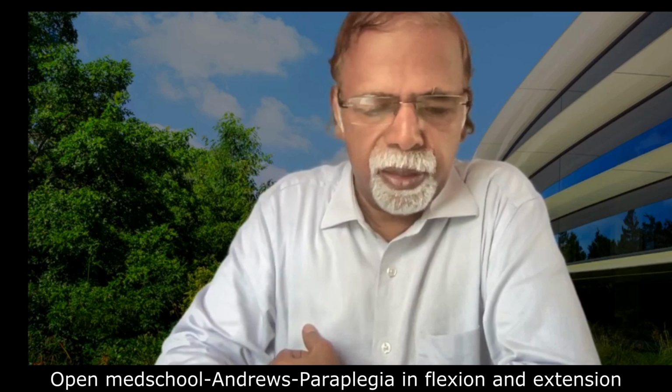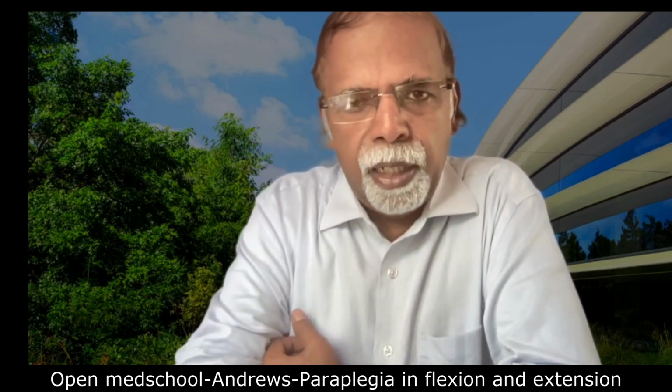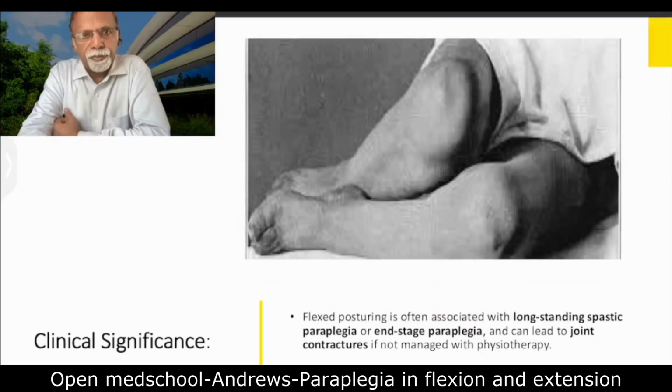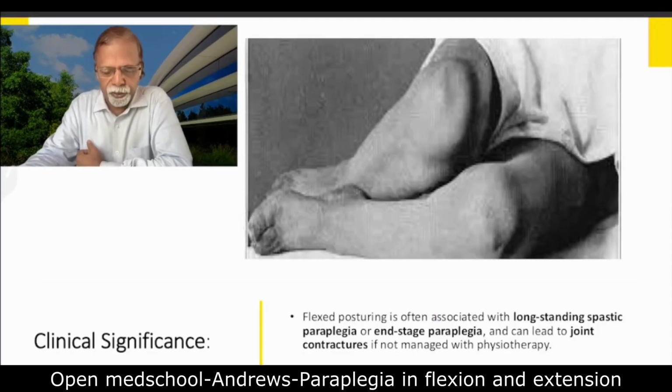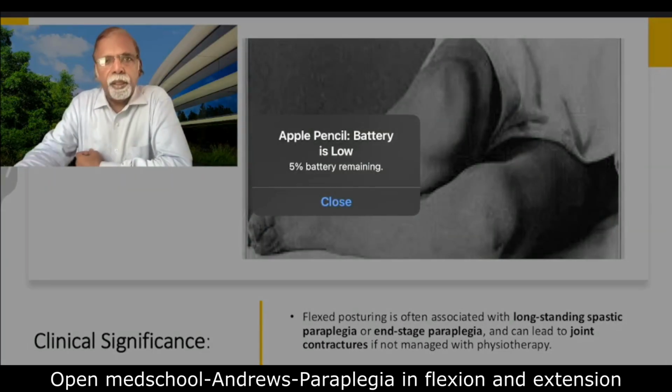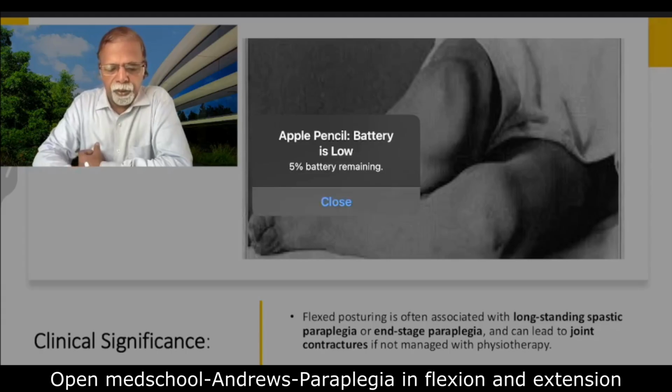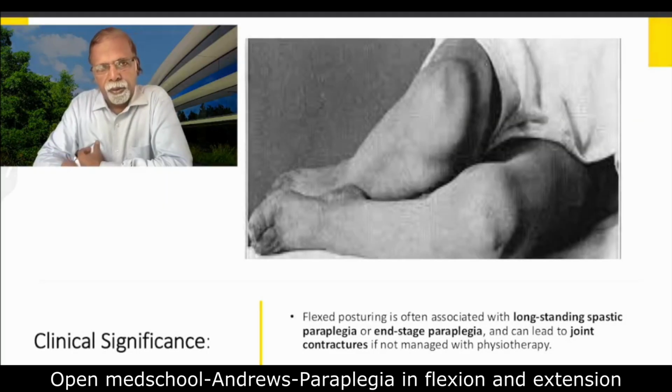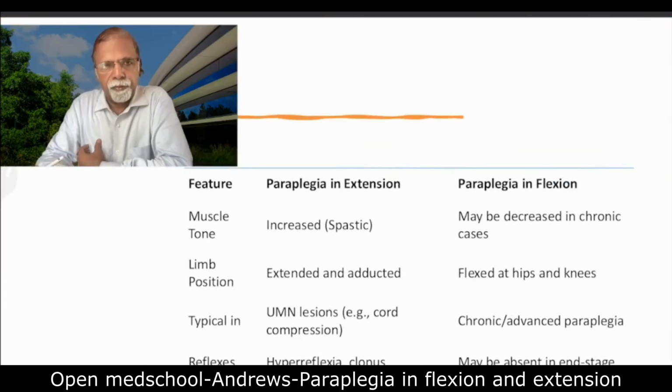Hope you understood that. And what is the clinical significance? Paraplegia in flexion is of grave prognosis. This is an end stage of paraplegia, and what happens? The patient will develop flexion contractures. So that is one point that you should keep in mind.